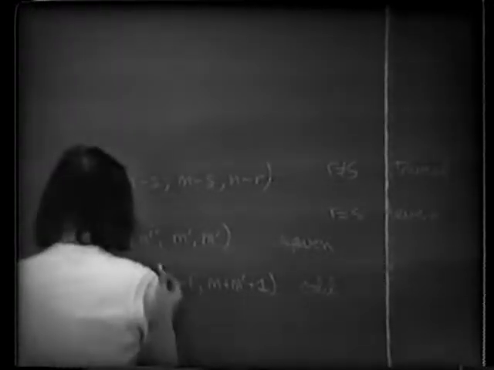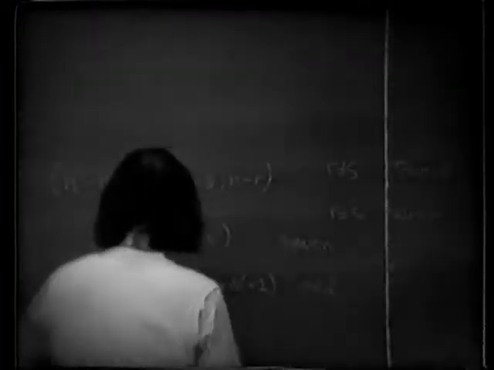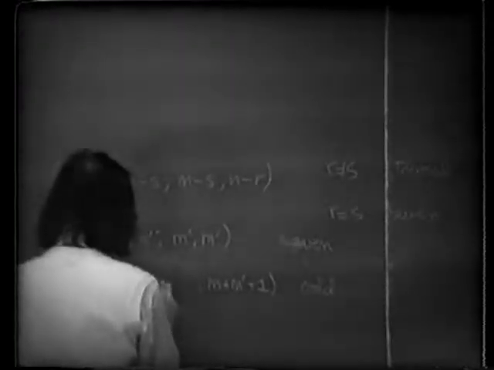There seems to be only three indices in that bottom thing. Oh, I'm sorry, I wrote it wrong. Excuse me. N prime plus N prime minus 2.